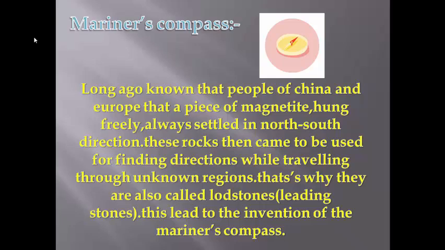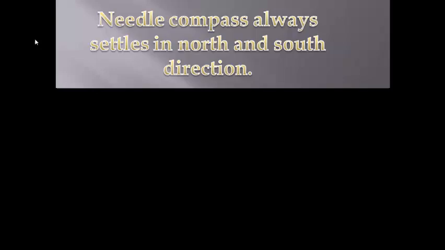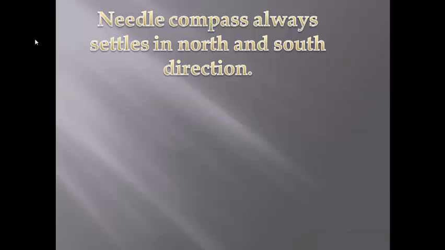And how is the mariner's compass used? Long ago, the people of China and Europe knew that a piece of magnetite hung freely always settles in the north and south direction. These rocks then came to be used for finding directions while traveling through unknown regions. That's why they are also called lodestones, meaning leading stones. This led to the invention of the magnetic compass. A needle compass always settles in the north and south direction.